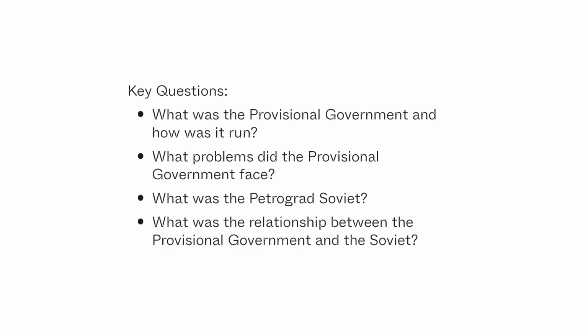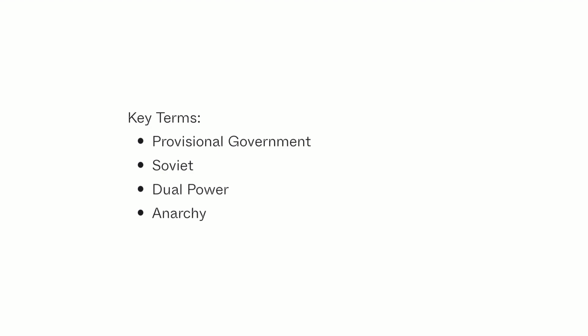In this unit, the key questions are: what was the provisional government and how was it run? What problems did the provisional government face? What was the Petrograd Soviet? What was the relationship between the provisional government and the Soviet? These are the key terms. Read through them carefully. Provisional government, Soviet, dual power, anarchy.